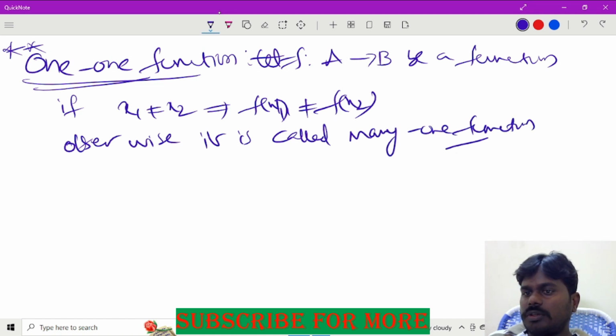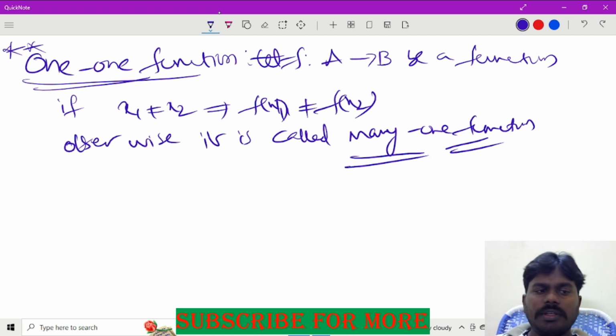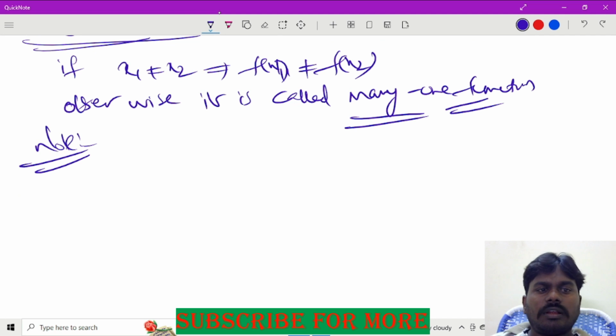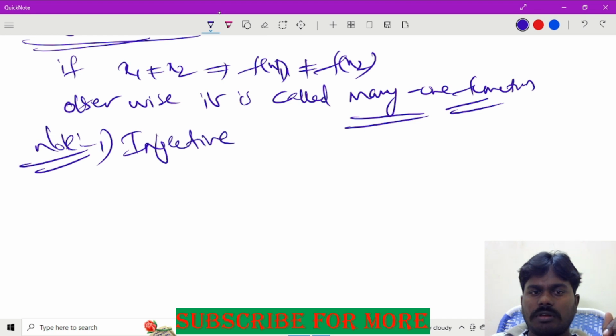Many-one function. In other words, if two or more elements of set A have the same image, then the function is called a many-one function. Just take note here that a one-one function is also called an injective function.